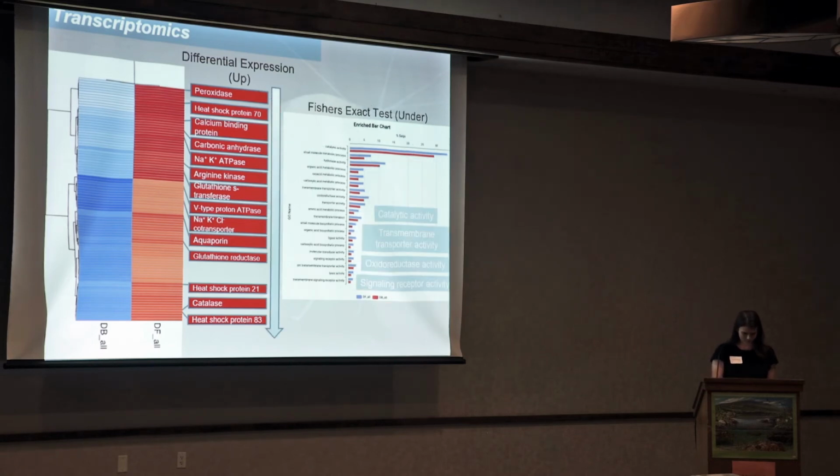And then also to report, we have our general categories again for the Fisher's exact test that are downregulated. So we have ones related to transmembrane transport activity and oxidoreductase activity as well. And the heat map on that side shows the same as before, freshwater compared to brackish.